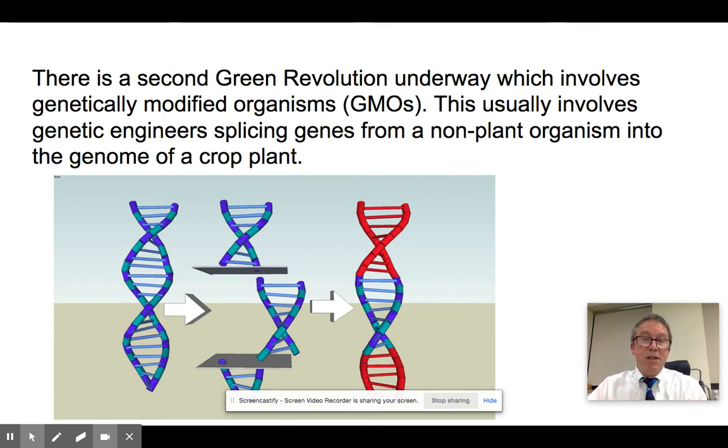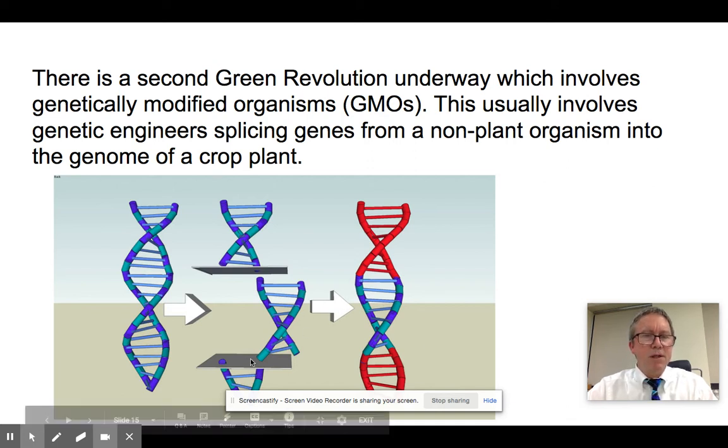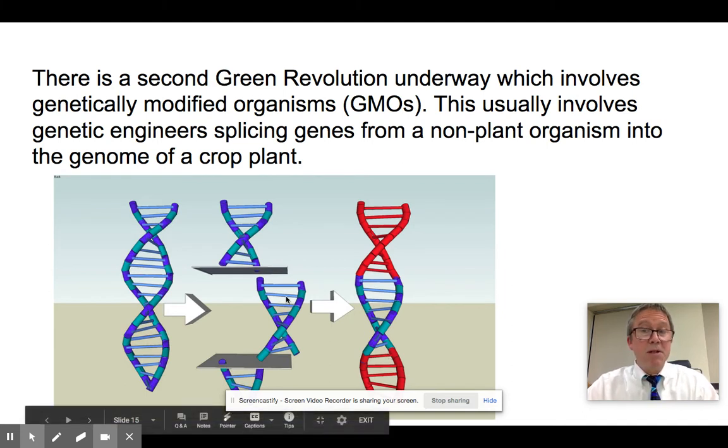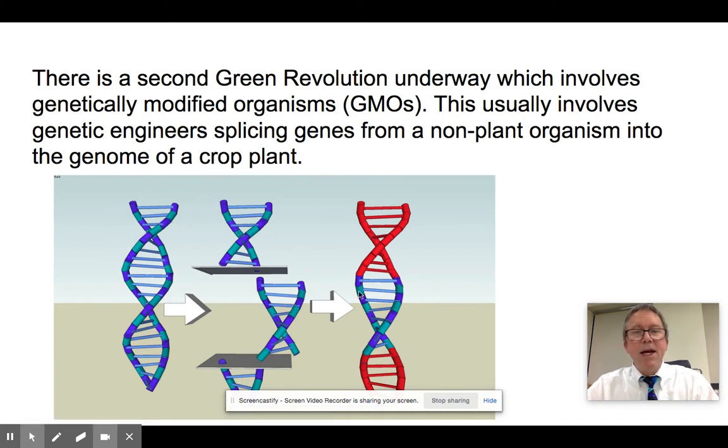Now, one of the solutions to this is a modern one. We sometimes call this the second green revolution, which is underway. And so the second green revolution involves genetic engineering. With genetic engineering, we're able to use techniques like CRISPR and some other ones to splice out genes from one organism and then splice them into the genome of another organism. And that other organism, in the case of agriculture, is a plant. So we can take some genetic code out of whatever organism we want, often a bacteria, and place it into the genome of a plant, allowing it to make a certain gene.